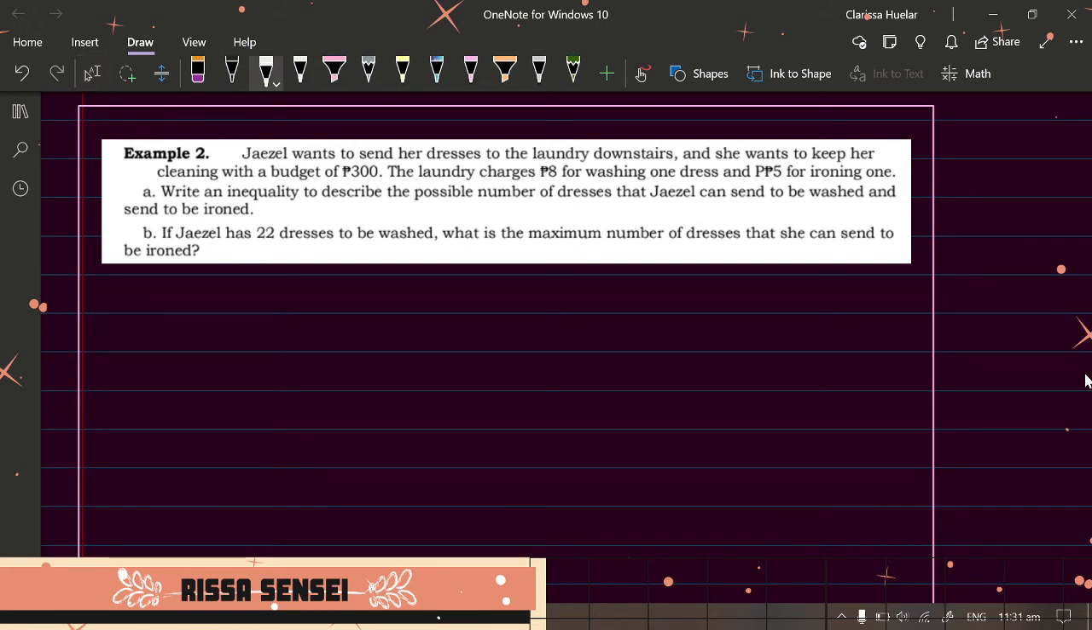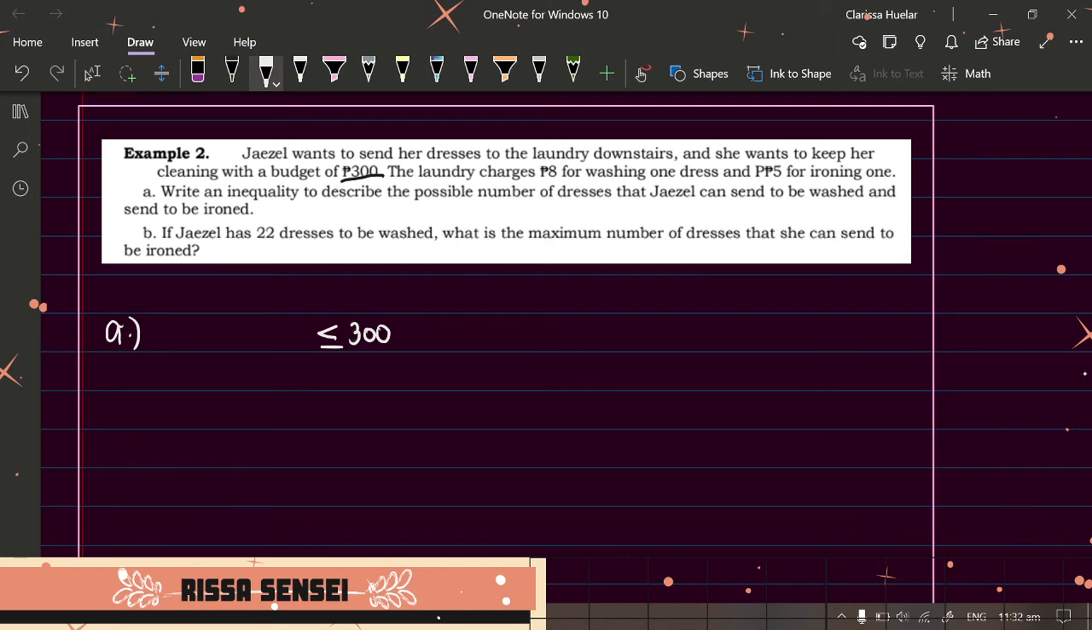So, how do we do this? Letter A, we will first make an inequality. It says she should spend only 300 pesos, or less than 300 pesos of course. What inequality symbol is that? If she wants to spend 300 pesos or less than 300 pesos, we will be using this inequality.